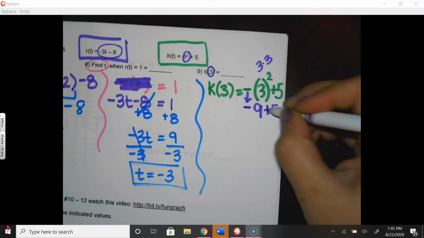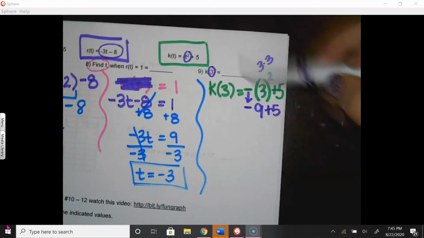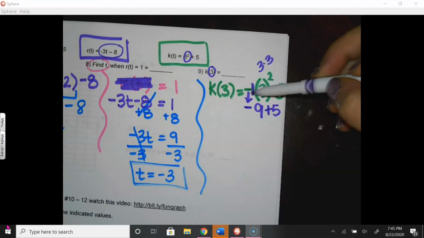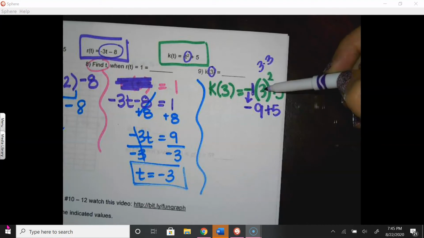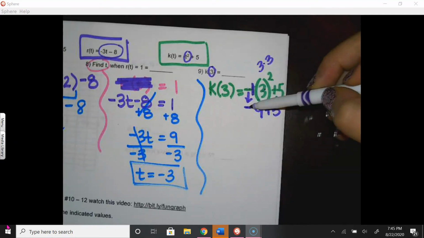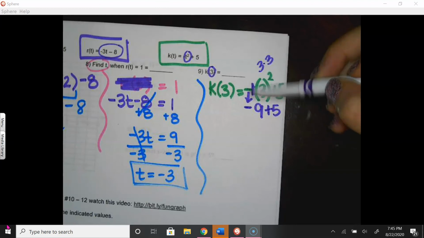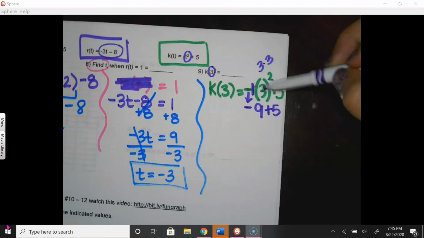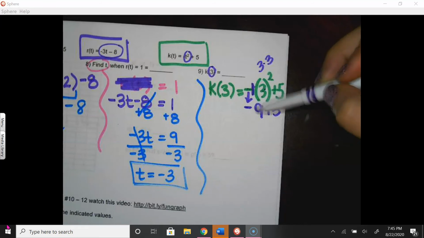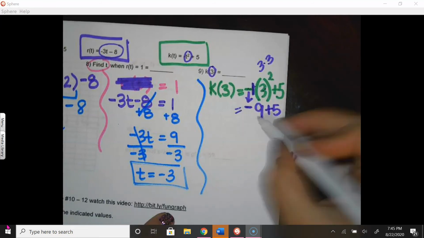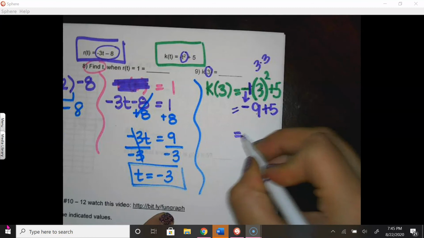Okay, another way to think of it is, there's a -1 here, and then you're doing 3 squared is 9. 9 times -1 is -9. So that's why you're just bringing it down, because -1 times anything would make it negative. And then -9 plus 5 is -4.